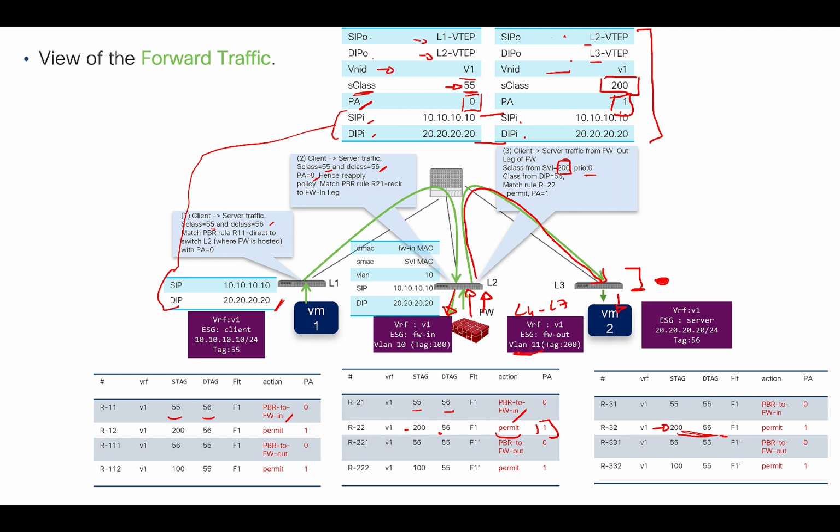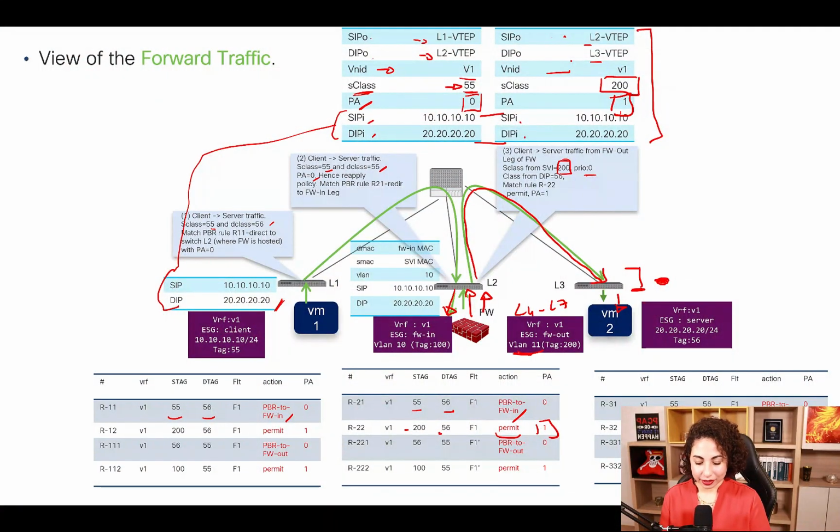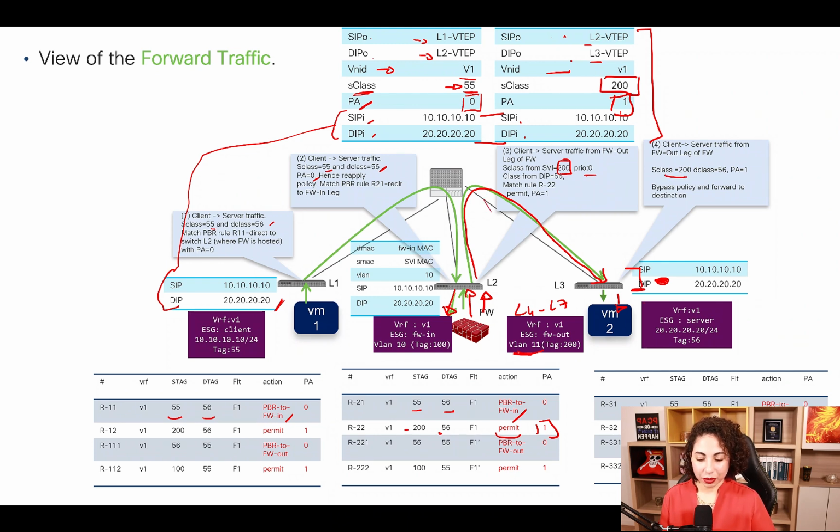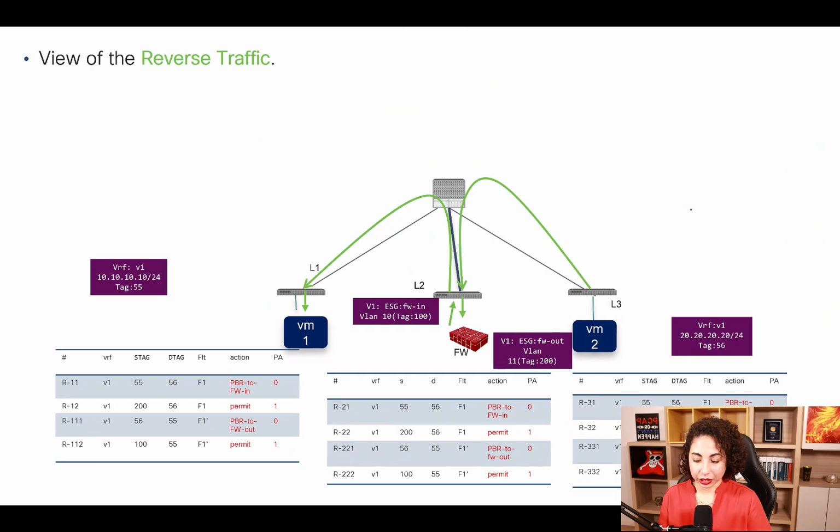So this recaps how the forward traffic looks like. And I think that now it should be clear for everyone how it happens. But just for the sake of completeness, let's see. Sorry, I forgot to show this, but this is what we have in the end. We have the 200 to 56, we have the PA being 1, so we are going to bypass and forward to the destination. So let's see now what the return traffic looks like.